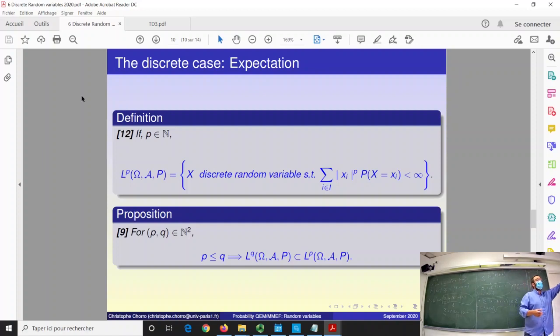It will be L1, if I anticipate a little. L1 will be the space on which the expectation is well defined. So when you have a random variable inside, we'll be able to compute explicitly its expectation. L2 will be the set of the random variables having a variance that is a number, a positive number, not plus infinity. L1 being included in L2.